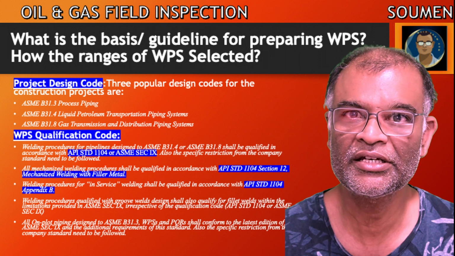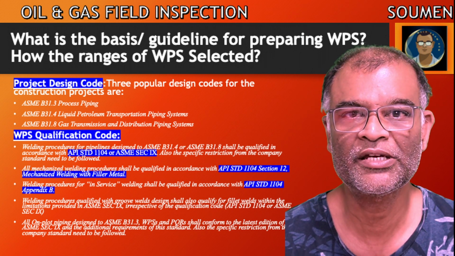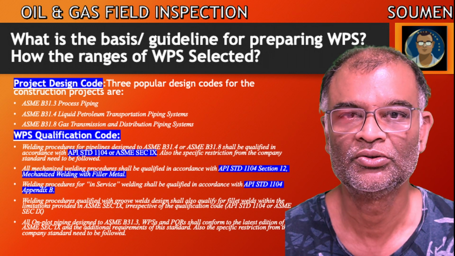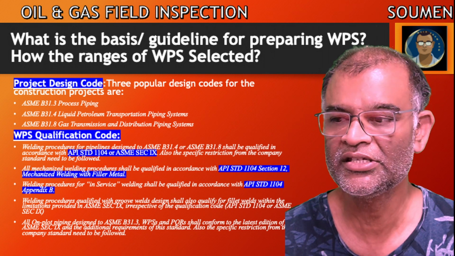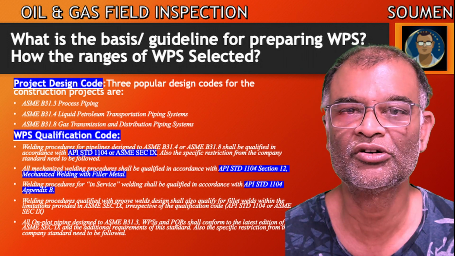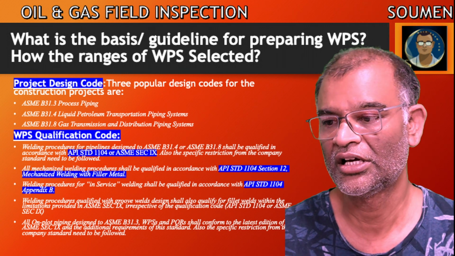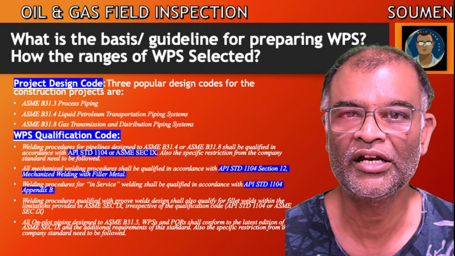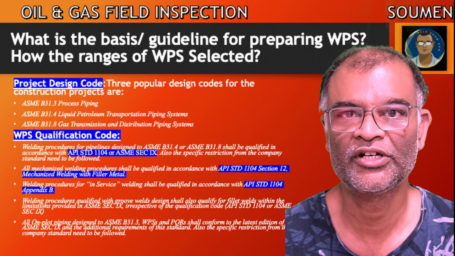ASME section 9 can qualify all the WPS except there are a few specific requirements in pipeline, let's say mechanized welding. So the only option company standard is giving for this is API 1104 section 12. For any hot tap welding, which is also called in-service welding, we also need to follow the API standard 1104 appendix B. Other than that, we can choose ASME section 9 as a WPS qualification code.